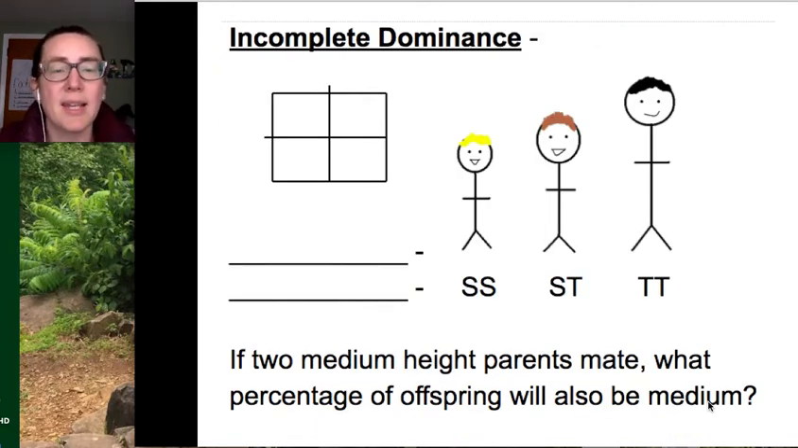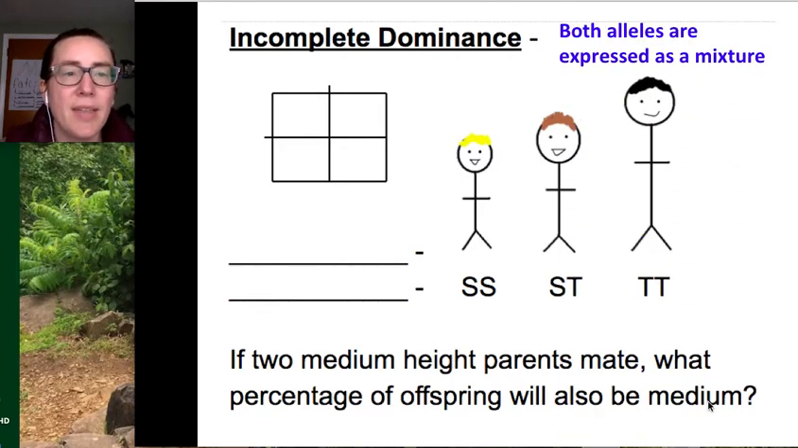Incomplete dominance. If we were to briefly summarize it, I might say that it's an inheritance pattern where both alleles are expressed as a mixture. Here's an example. Let's say I have this family here. I might have a T allele for tall, an S allele for short, but if the individual has one of each, they have that mixture or a blend between each of those alleles that they inherited. So, two more words, just a quick review.